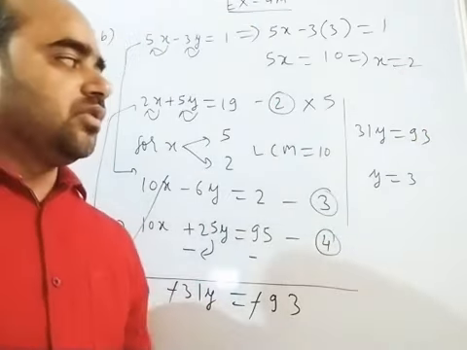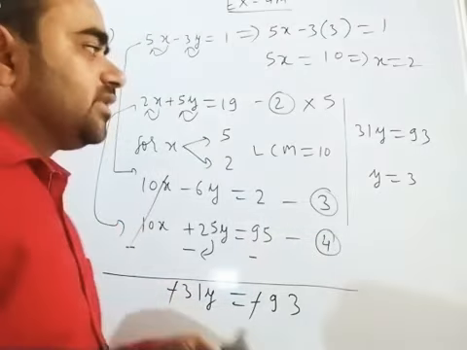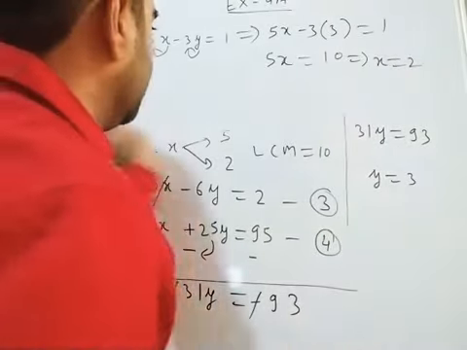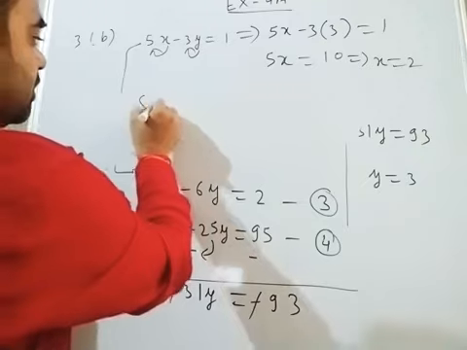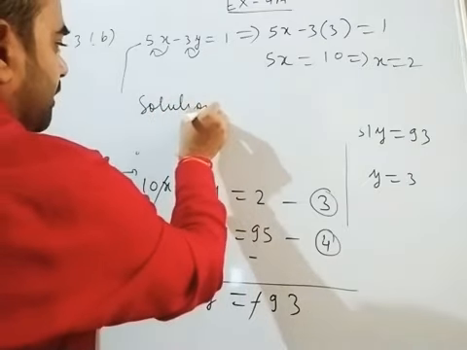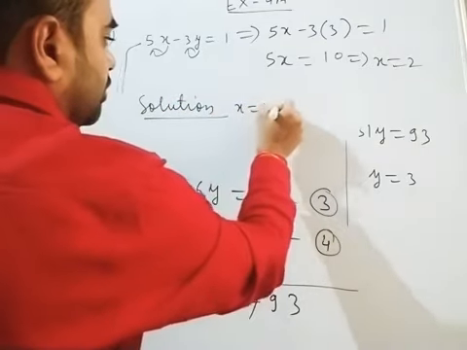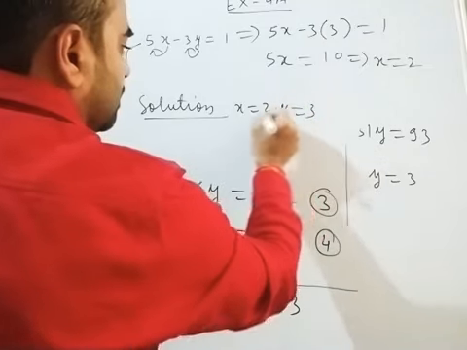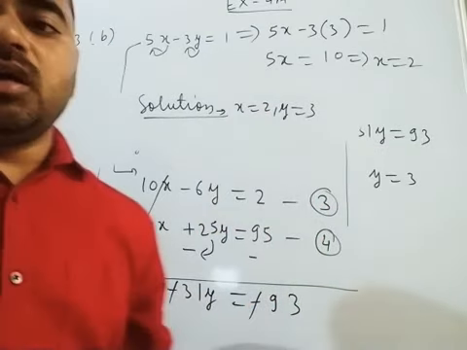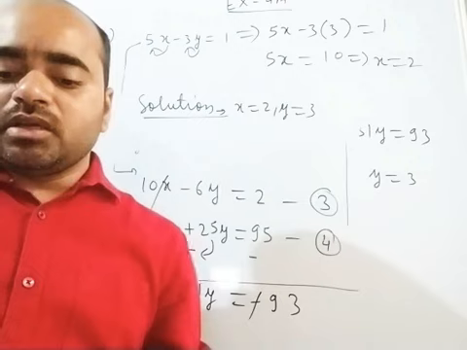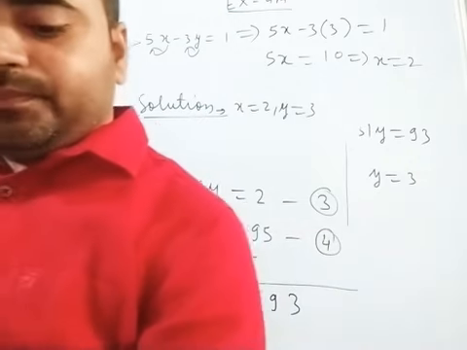It means this is the solution. What is the solution? x is equal to 2, y is equal to 3. Correct? Solution is x is equal to 2, y is equal to 3. Understood? Elimination. Correct? Now another question.